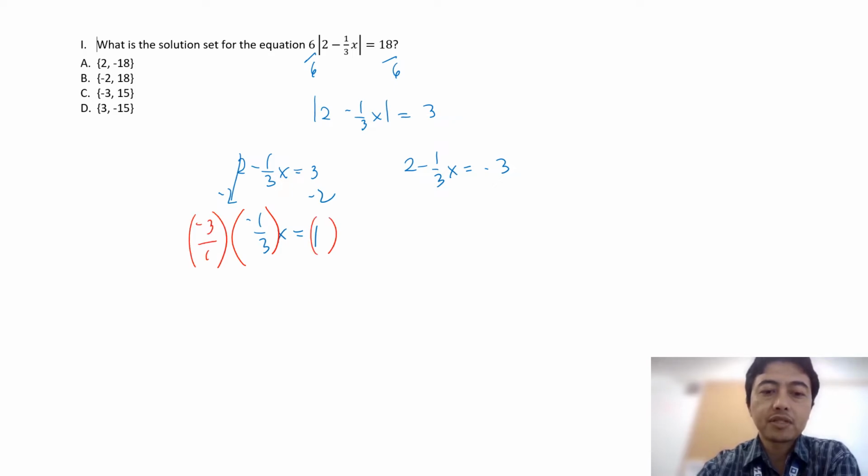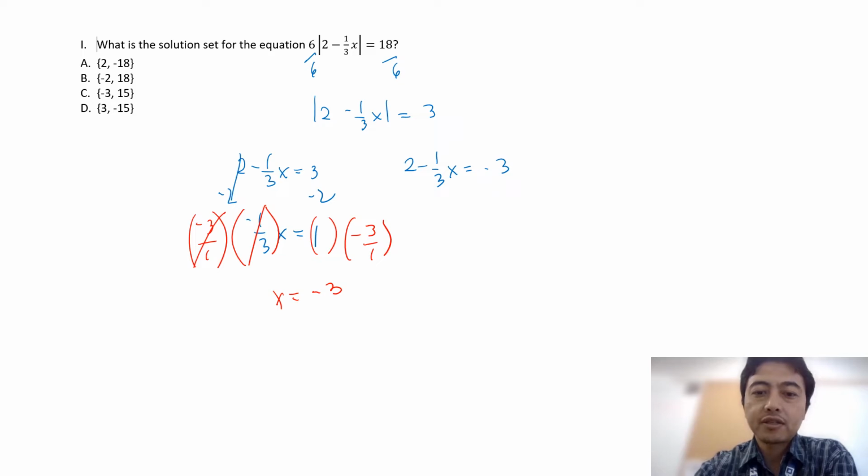So multiply both sides by negative 3 over 1. That actually eliminates this as it becomes 1. So x is equal to negative 3. So that's one of the possible solutions. Let me try it on here. So take away negative 2.